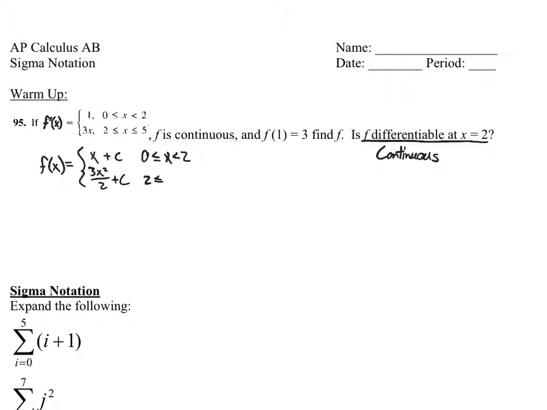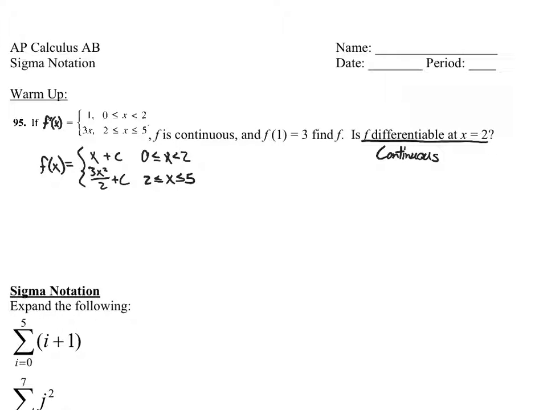So that part, we've got x between 2 and 5. All right, so what are we going to use? The f of 1 is 3. We're going to use that in the first piece, right? Yes. So if when x is 1, the function equals 3, what does c have to equal? 2. Okay, 1 plus 2 is 3. All right, so I can get rid of that.